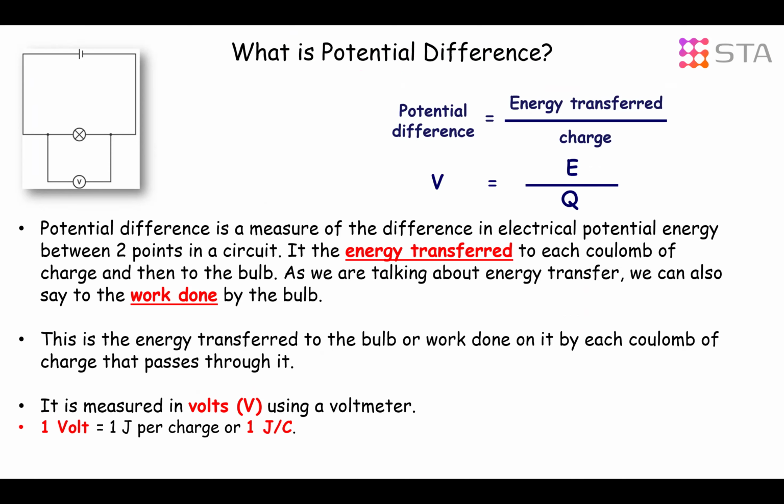It's measured in volts using a voltmeter. And of course, the unit of potential difference, the symbol, is V for volts. 1 volt is 1 joule of energy per charge, or 1 joule per coulomb. So voltage, which is another word for potential difference, relates to the energy given by the battery to each charge.